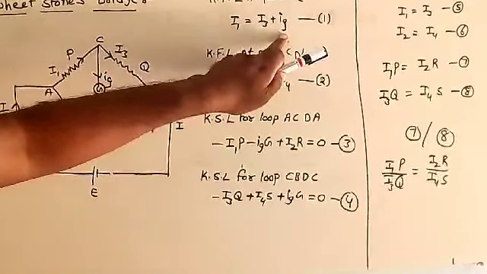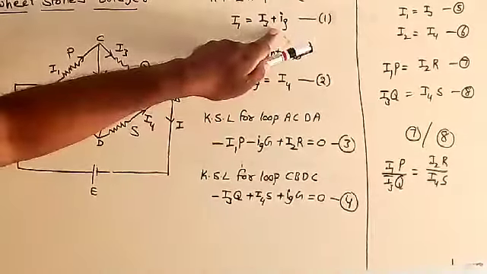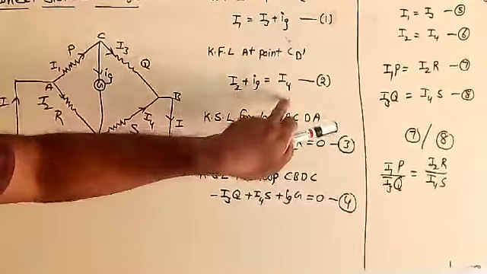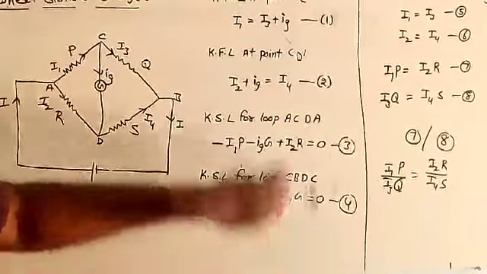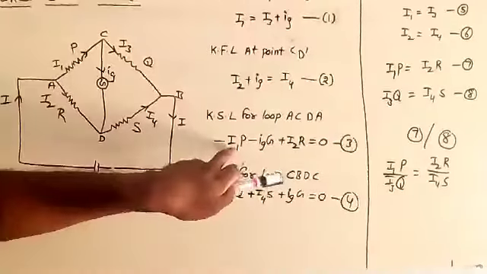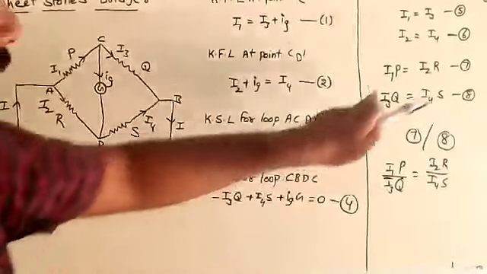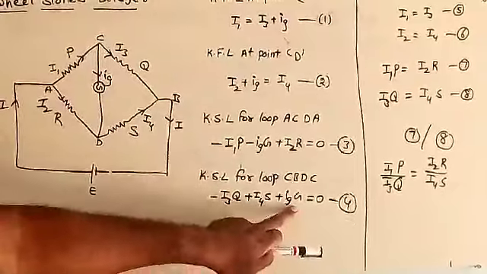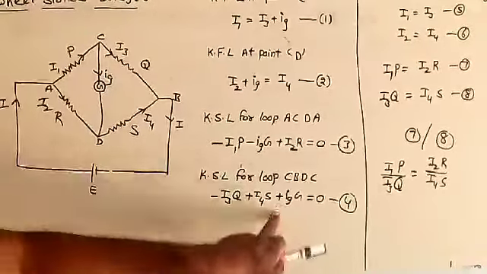Simply, the bridge is balanced, so the current passing through the galvanometer is 0. In these 1, 2, 3, 4 equations, the Ig value is 0. Then equation 1 becomes I1 is equal to I3, and equation 2 becomes I2 is equal to I4, and in this equation this term becomes 0, and in this equation this term becomes 0. Now this term already becomes 0, and if it goes to that side, it will be plus. That is the reason I am directly writing I1P is equal to I2R, and here also IgG becomes 0, and this also goes to that side, so it will be positive. That is the reason I3Q is equal to I4S.